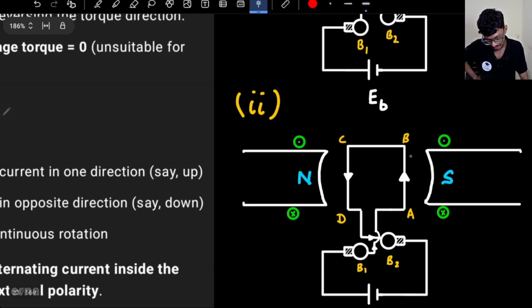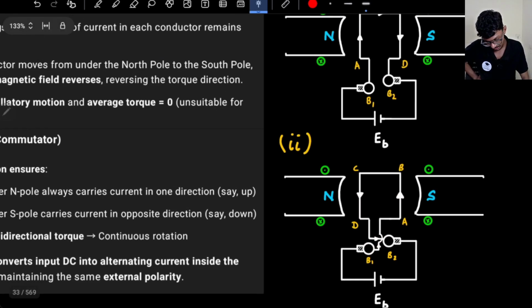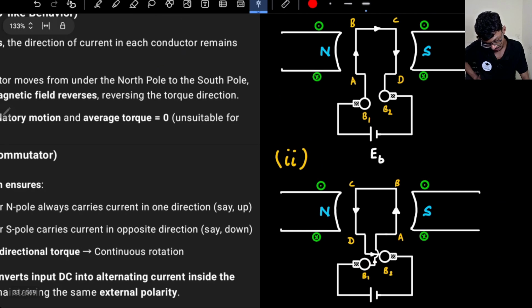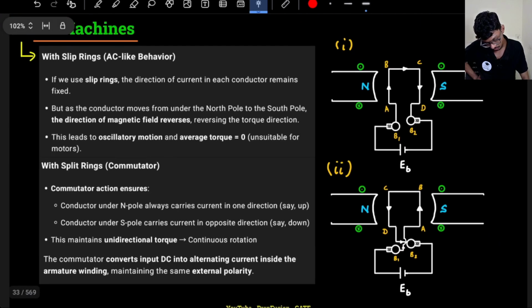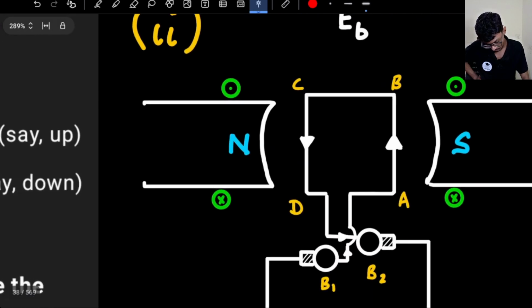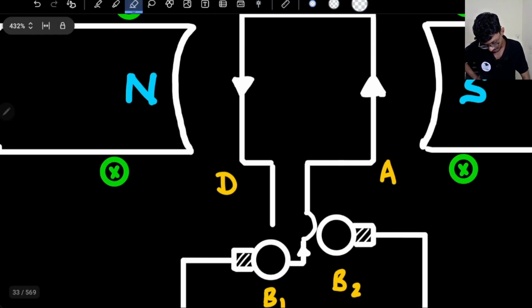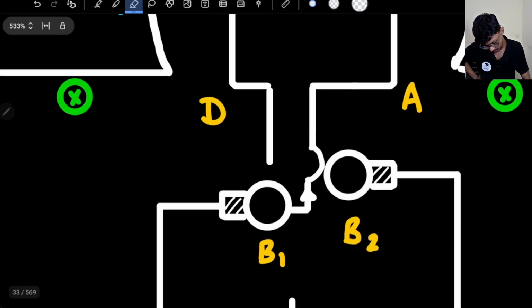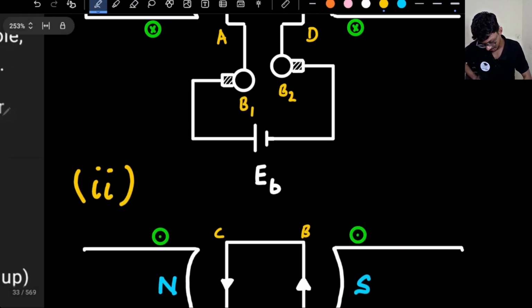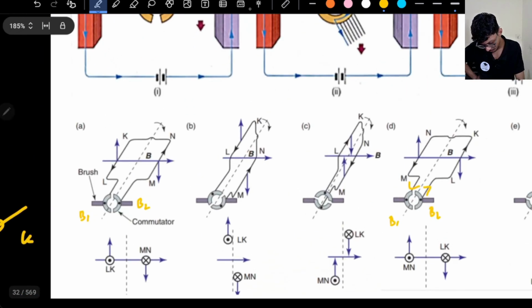Now this AB segment, because there is a mechanical gap, sorry, this is a bit wrong. I've made a mistake here. This will not be like this. Remember here there is a mechanical gap, so mechanically this coil is just touching here.